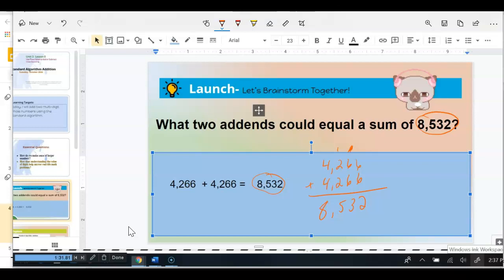So now I have 1 plus 2 plus 2, which is 5. I do not have to regroup the hundreds place. Now I go over to the thousands place, and I add up the 4 plus 4, which is 8. So my answer is 8,532. But this is just one example of two addends that you could add up to get to 8,532.